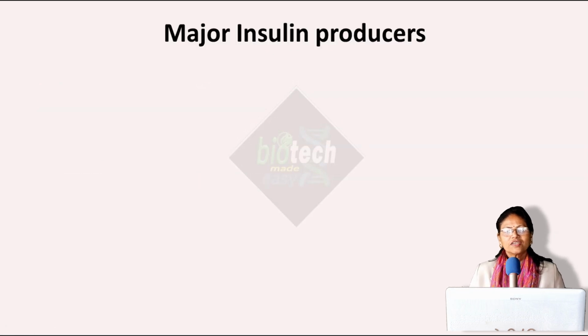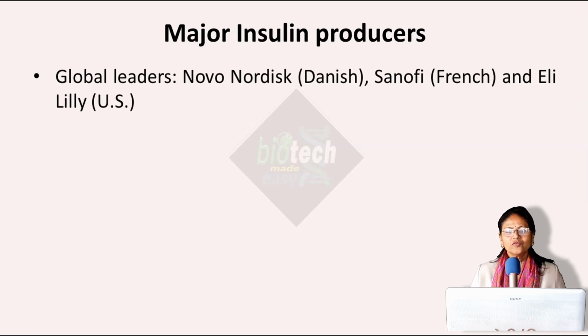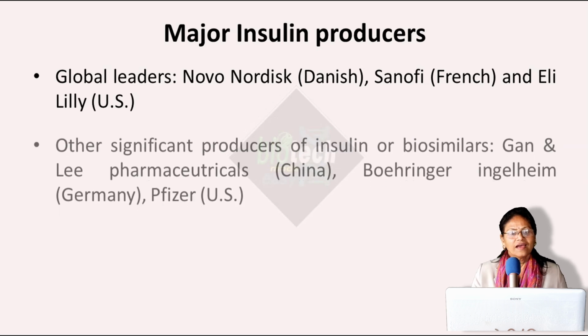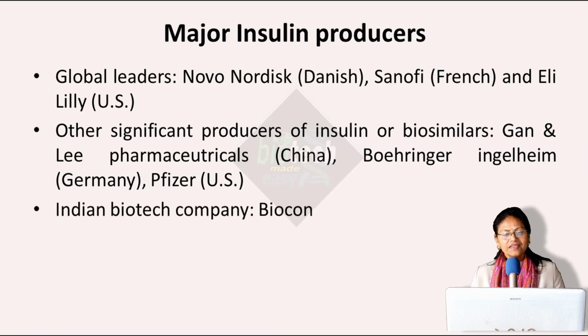Now let's see what are the major insulin producers. There are these three giants: Novo Nordisk, Sanofi and Eli Lilly. These are the companies which are responsible for making most of the insulin which is available worldwide. And other significant producers which are either making the insulin or the biosimilars are China-based and Germany and US-based companies. And there is one Indian biotech company also, Biocon, which is making insulin as well as biosimilars both.